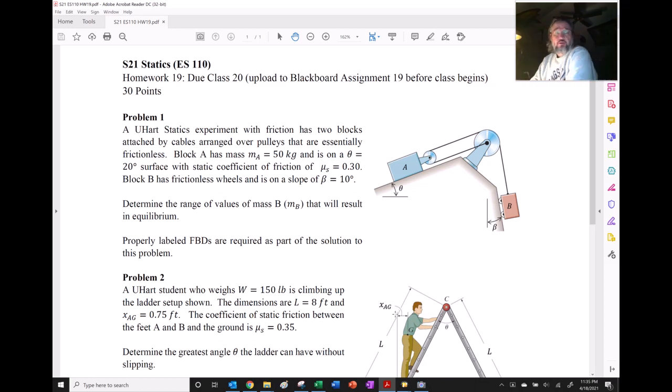Here we are in homework 19, problem 1, where we have this friction problem with these two blocks. This one is 50 kilograms. It's at a 20 degree slope right here. We have a static coefficient of 0.3.